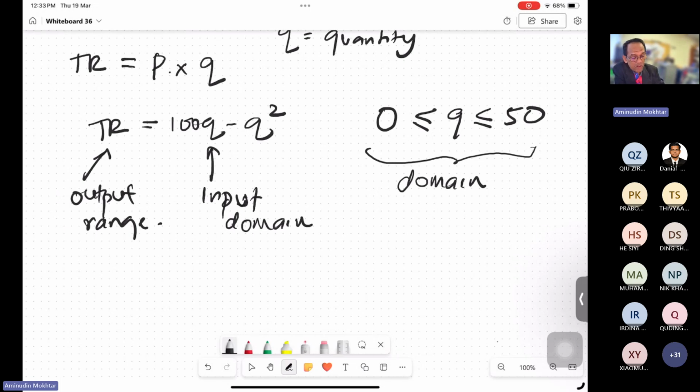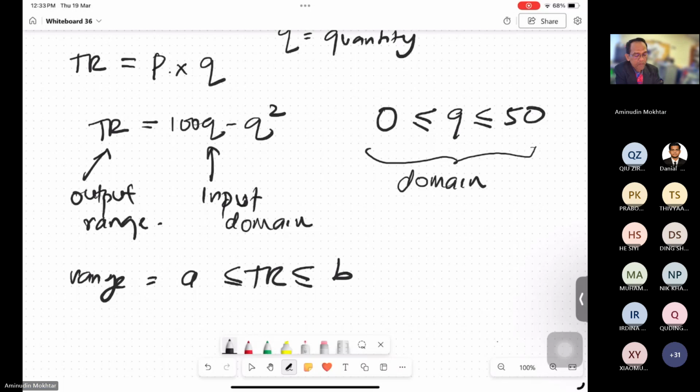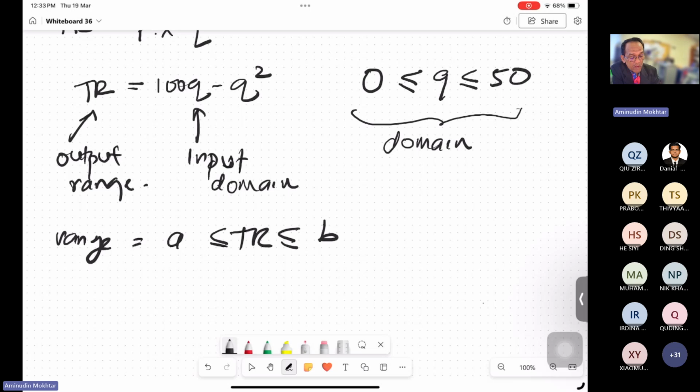Okay, so we need to find the range. What is the range? The range must be the TR. We need to find the value of TR between what and what. Let's say TR is between A and B. The value of TR is subject to the value of Q. We know that the minimum value of Q is 0 and the maximum value of Q is 50. Based on this information, we can find the range of TR. So what is A? A is the minimum value of TR, which is subject to the minimum value of Q.